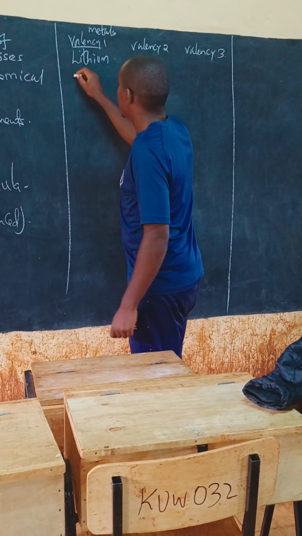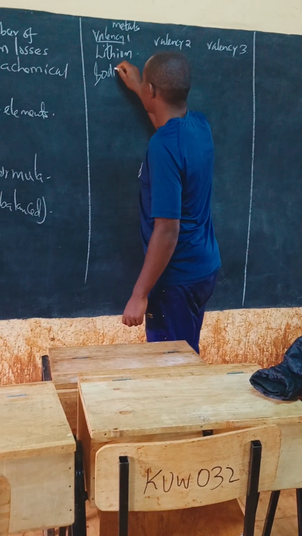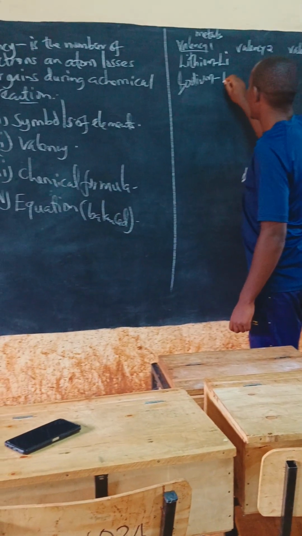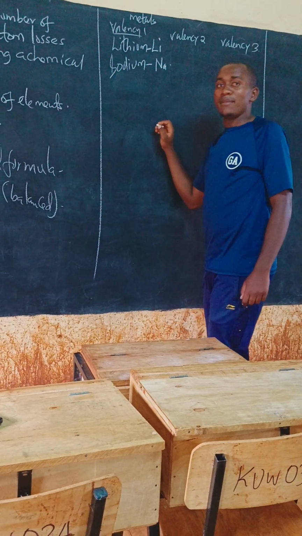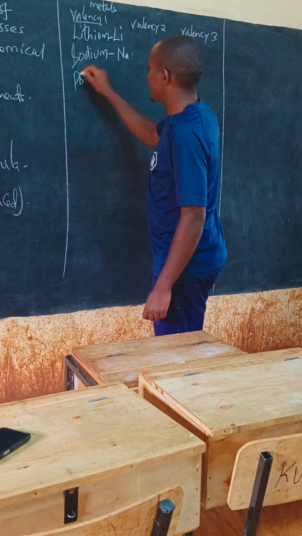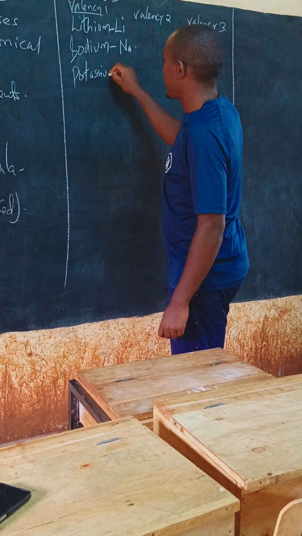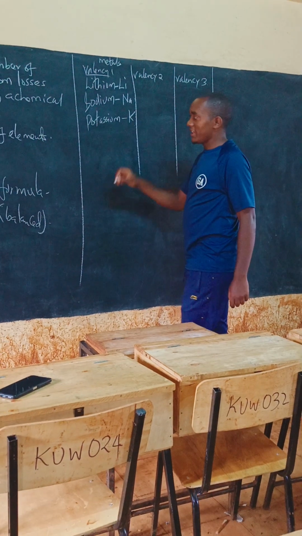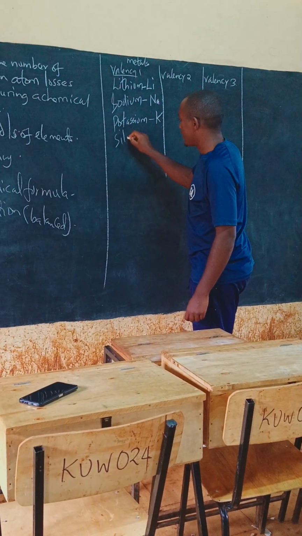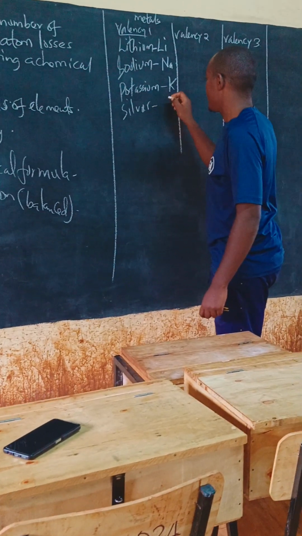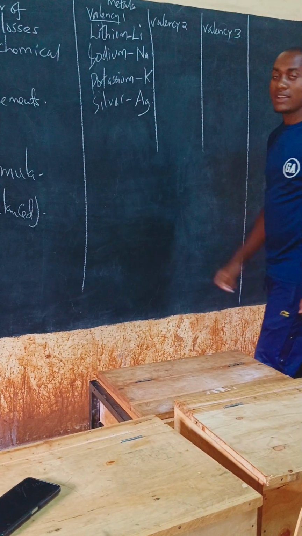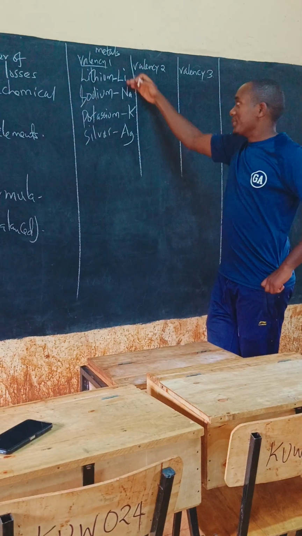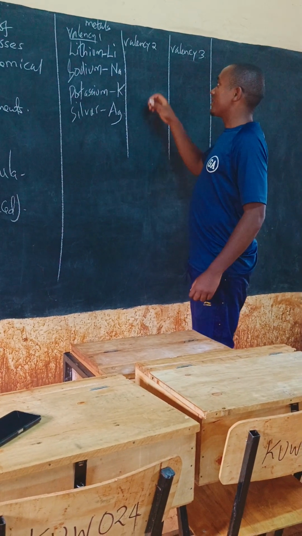We have sodium. Lithium is Li. Sodium is capital N, small a, from the Latin name natrium. We have potassium, K, from the Latin name kalium, and we have silver, Ag, from the Latin name argentum. These are the metals in valency 1 that you need to know as a chemistry student.